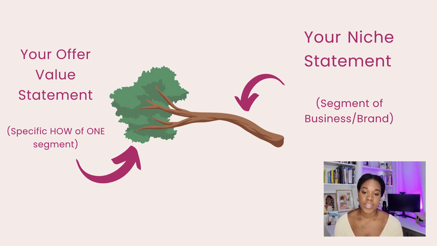And that's your leaves. So the branch is the who and the what. That's going to be a specific branch of that tree trunk. And then the how you do that for people is going to be the leaves on that tree trunk. And that's going to be your offer, your actual paid offer that you put out into the world.